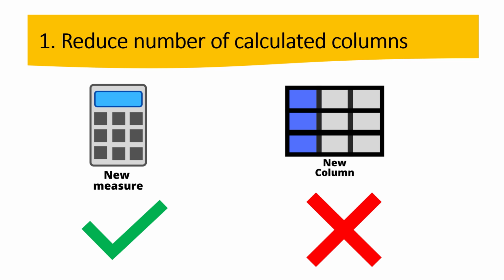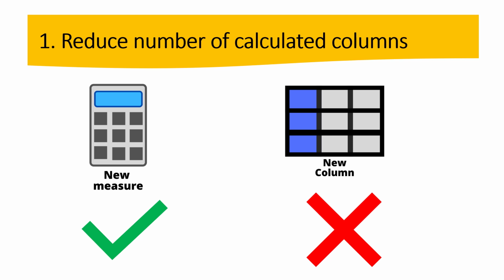On the other hand, when I'm talking about new columns, the content of a new column is defined by the DAX expression, evaluated row by row. So calculated columns are computed during data refresh and then stored in the model. As a consequence, calculated columns occupy space in memory. So that's the main reason, right?